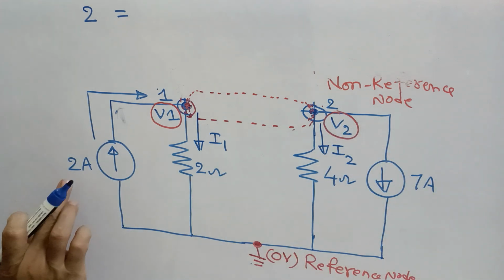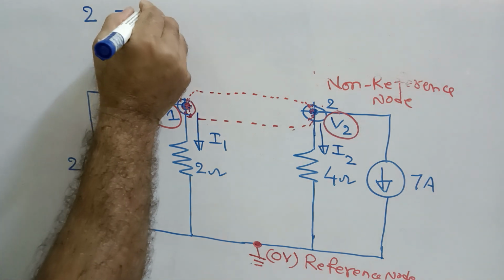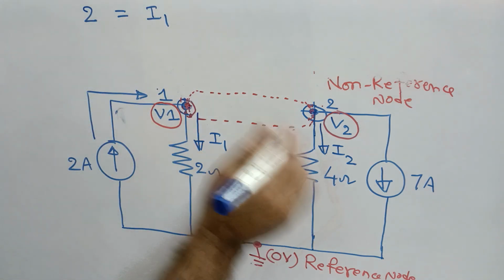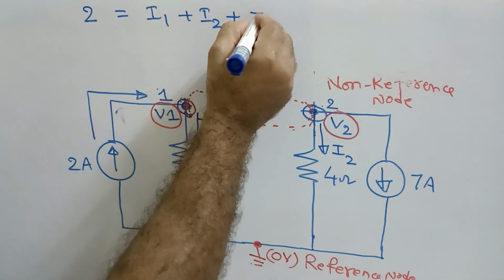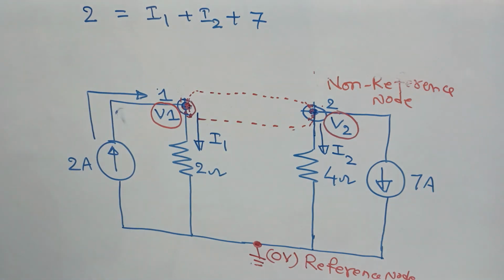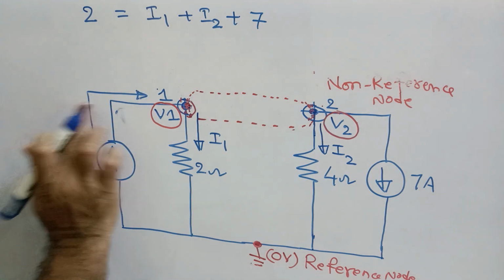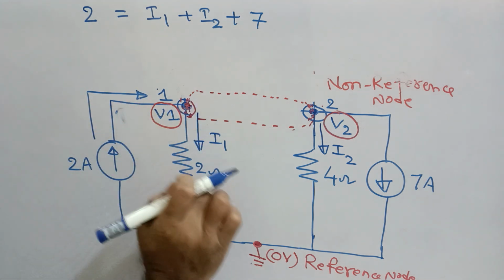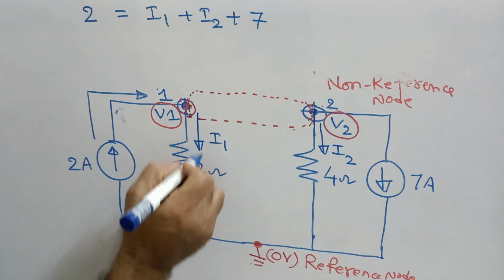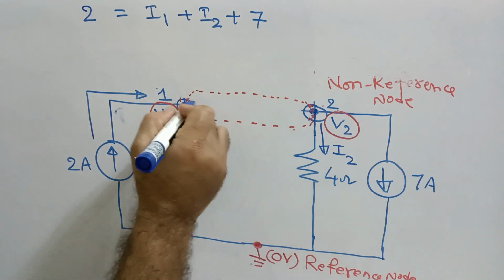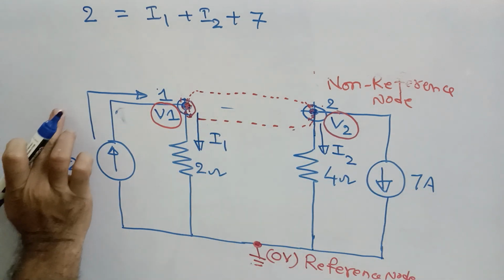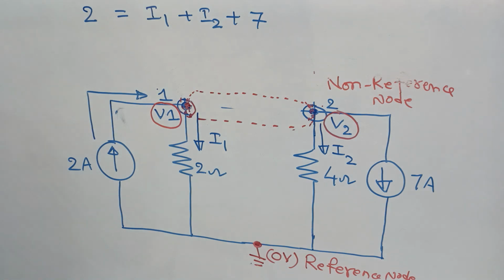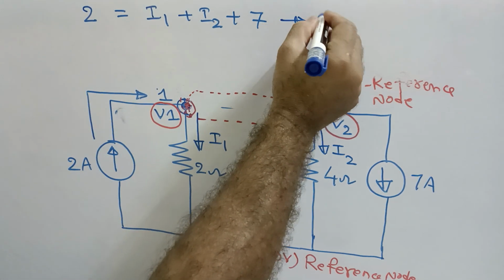Therefore I can write the input current 2 ampere is equal to I1 plus I2 plus 7 ampere. Can I write it like this? This is according to KCL. What is the KCL? The input current, or the current entering at a node, is equal to the sum of the leaving currents from that node. Therefore I1, I2, and 7 amperes are leaving from that common node. So I1 plus I2 plus 7 is equal to the input current, 2 ampere. Clear? This is the first equation that we have to consider.